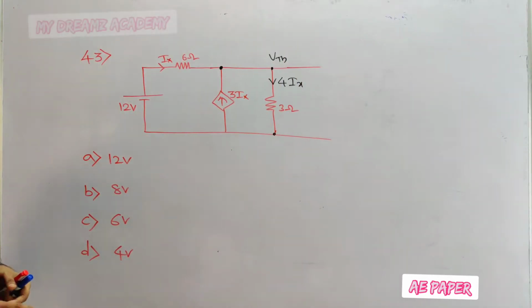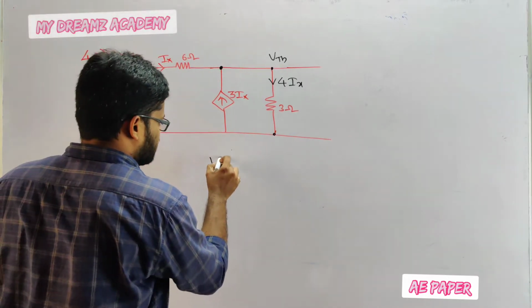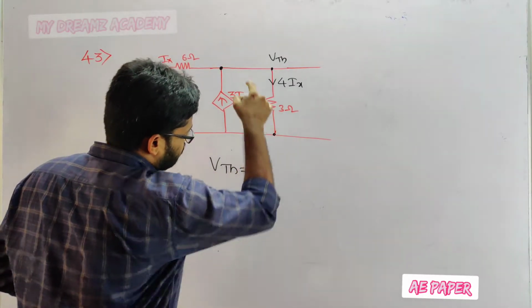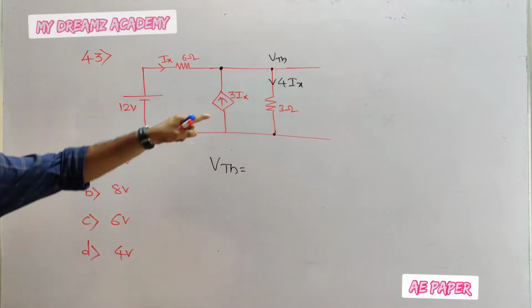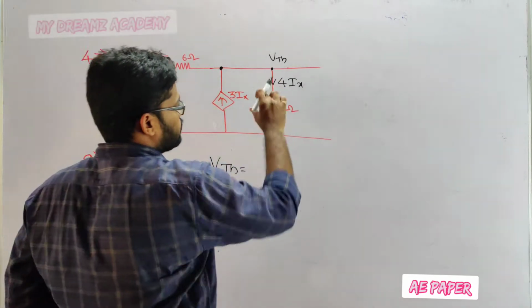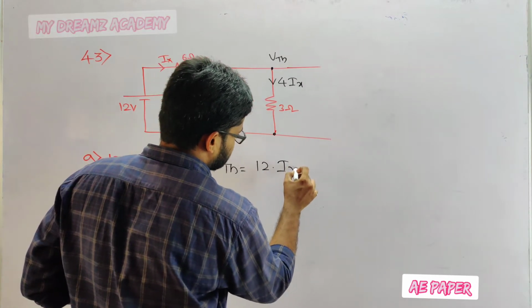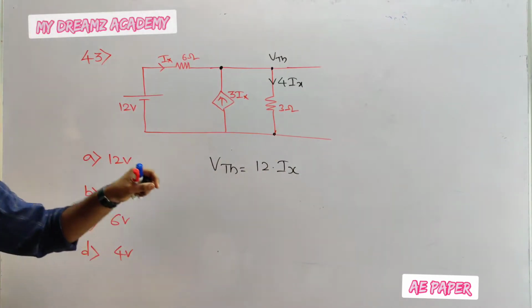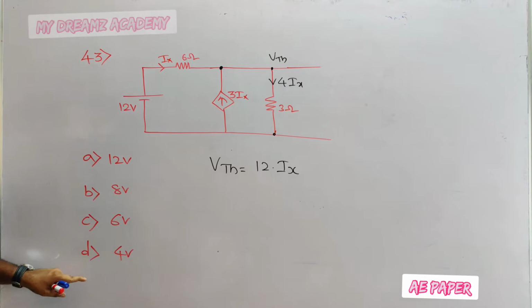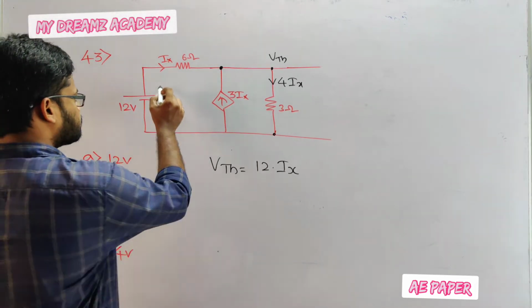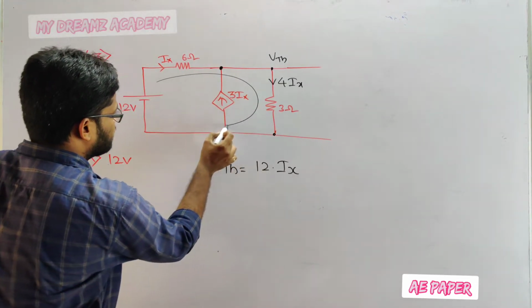So what is the voltage across this one? V Thevenin's is equal to the current flowing through that one into the resistor. Okay, it will give 4 into 3, 12 into Ix. But we need to calculate in terms of values. Okay, for that I am writing KVL like this.